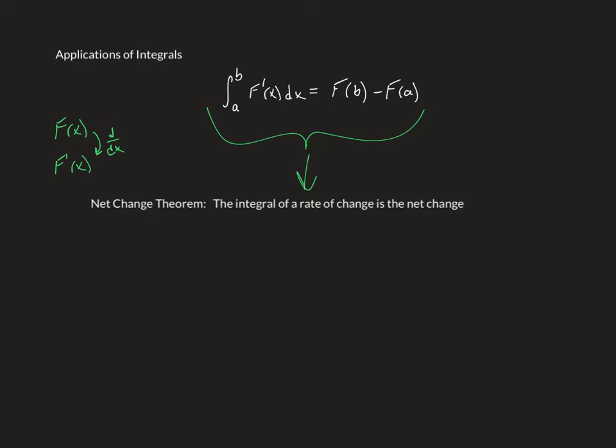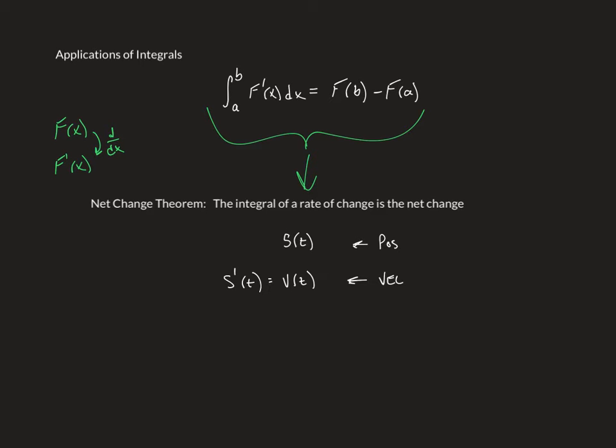So if an object moves along a straight line with a position function s of t, remember that we usually use s to denote a position function, then velocity would be v of t. And something that we've discussed in the past is that v of t could also be written as s prime of t, because velocity is the derivative of the position function.